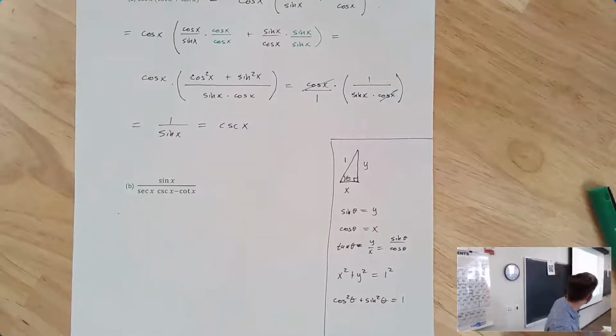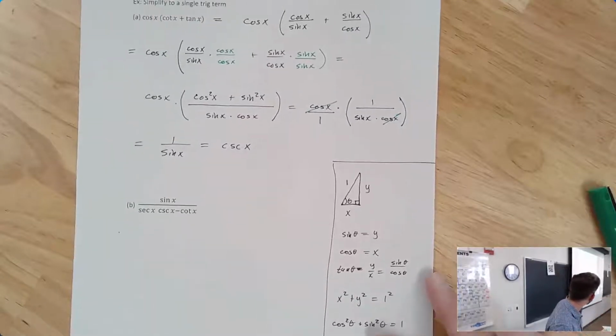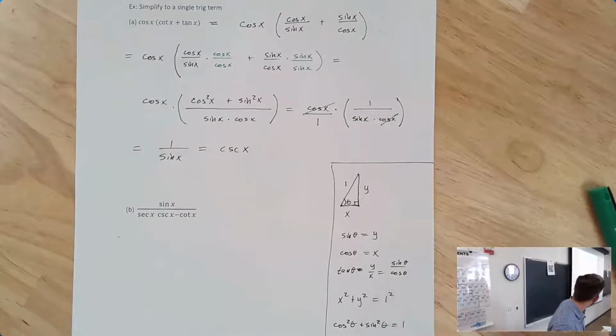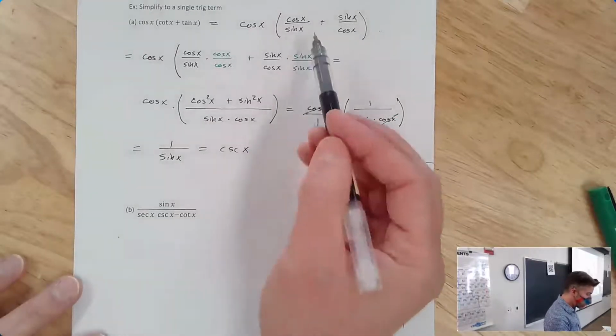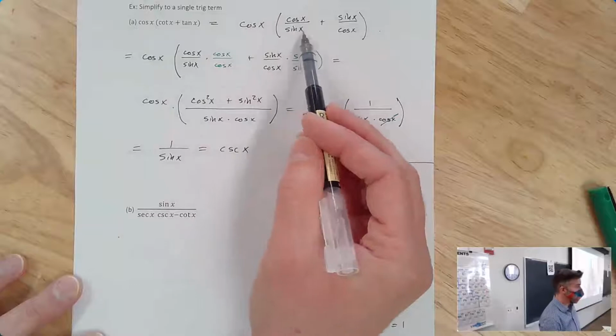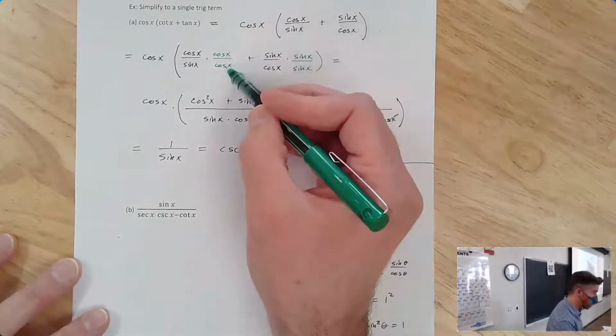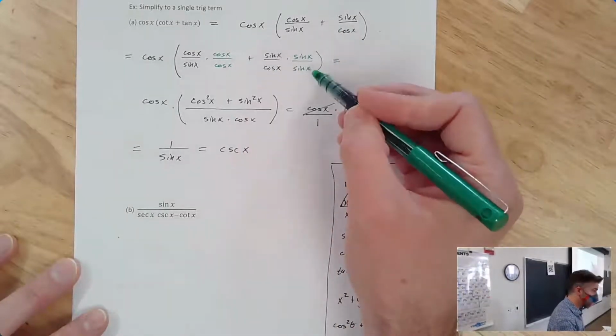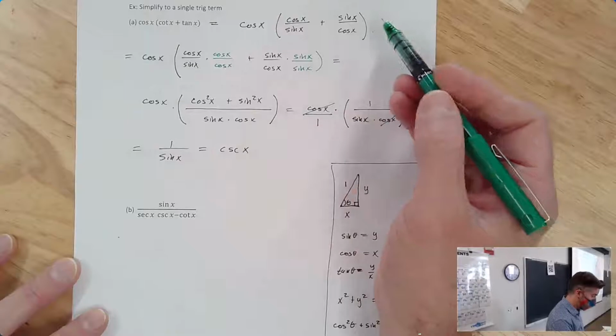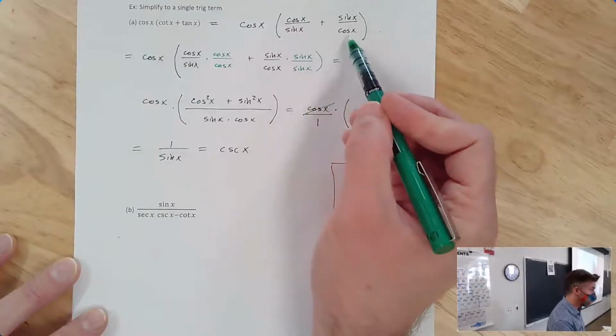Olivia, why are you multiplying cosine over cosine by the cosine of the sine? Well, when I was adding these two fractions together, we can only add fractions if we have a common denominator. So I had to get a common denominator, so I multiplied this one by cosine over cosine, and this one by sine over sine, so that I would have a common denominator of sine times cosine. Oh.